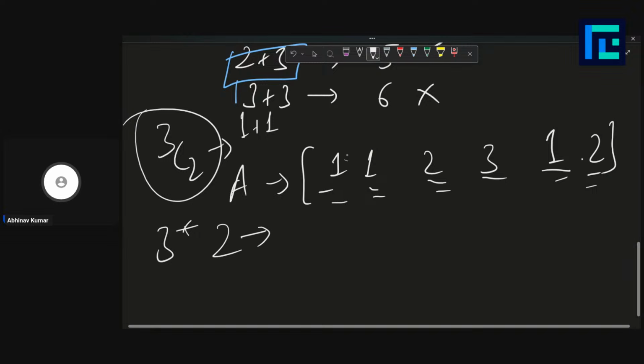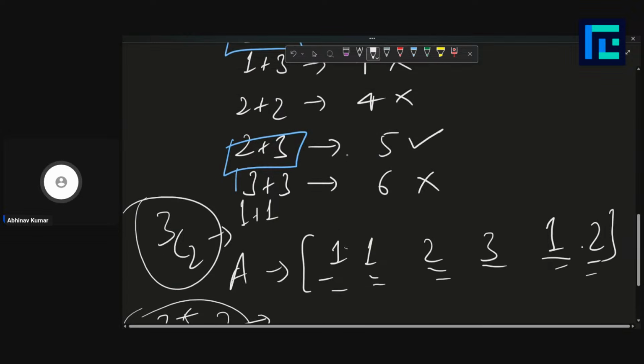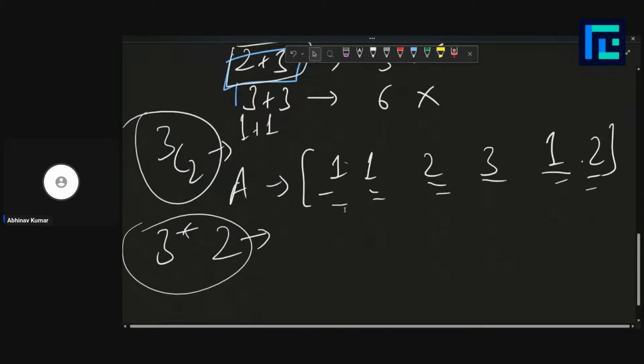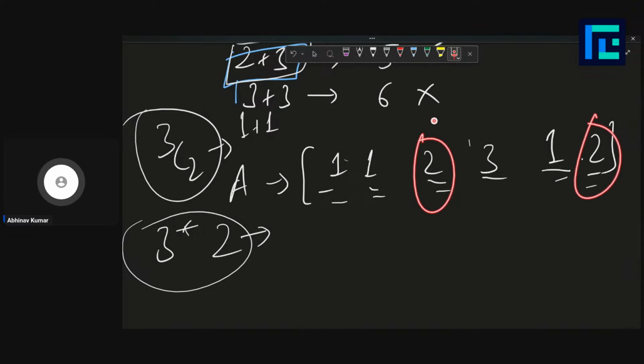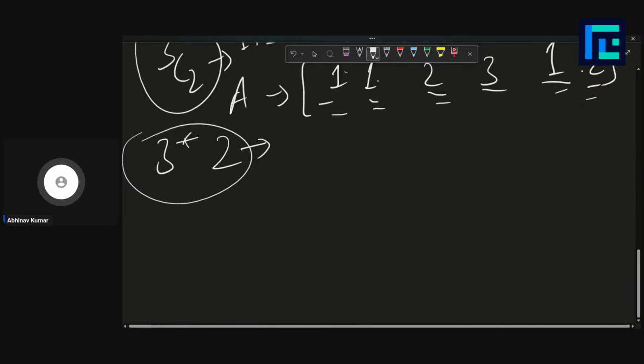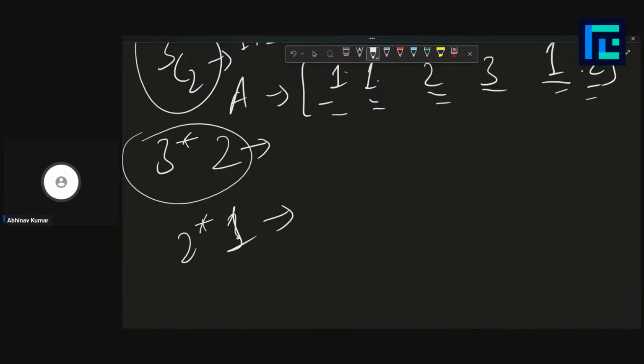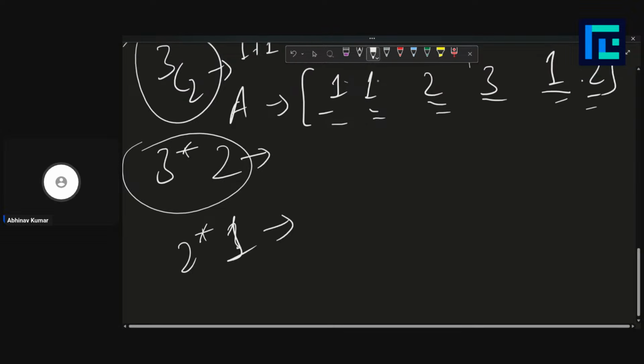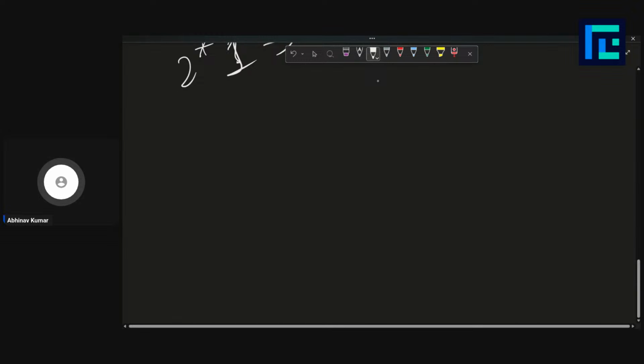So 3 into 2 would be the number of ways for that. And what are the number of ways to get 2 plus 3? So pick any one of the 2's and one of the 3's. So there are 2 2's and 1 3. So these would be the number of ways for 2 plus 3. So what we can say finally, what is our answer?